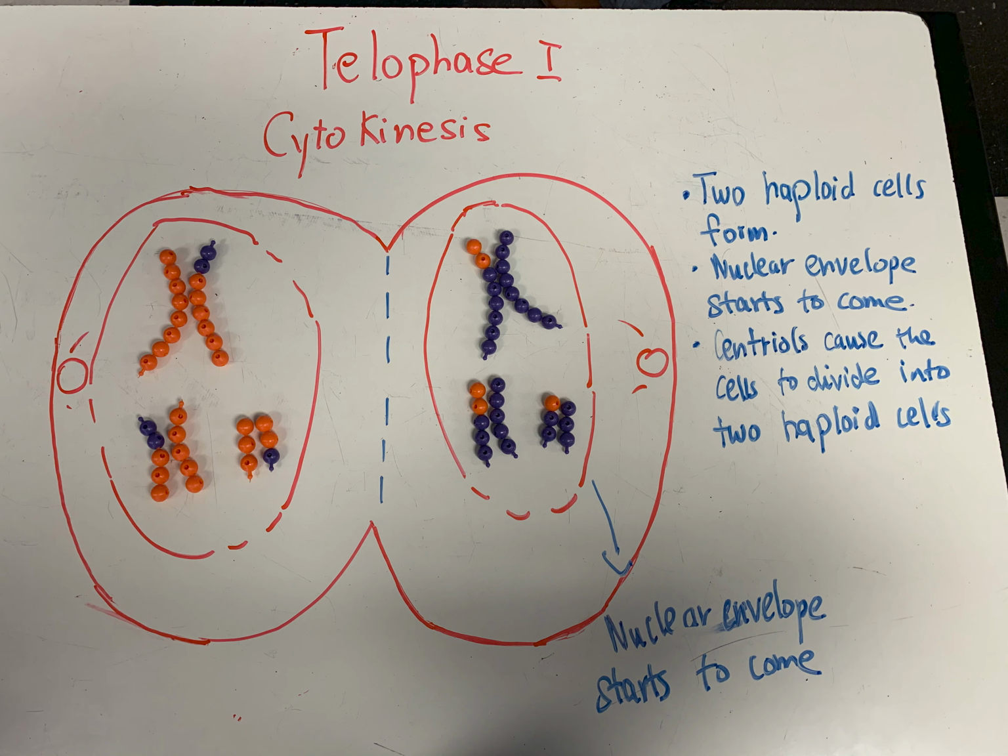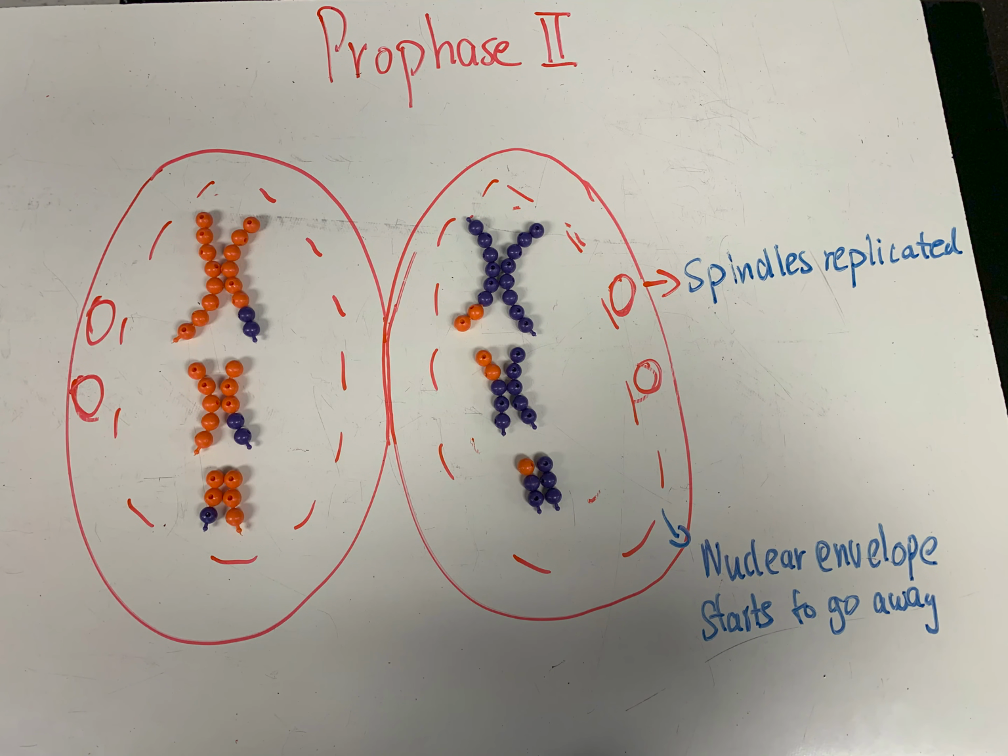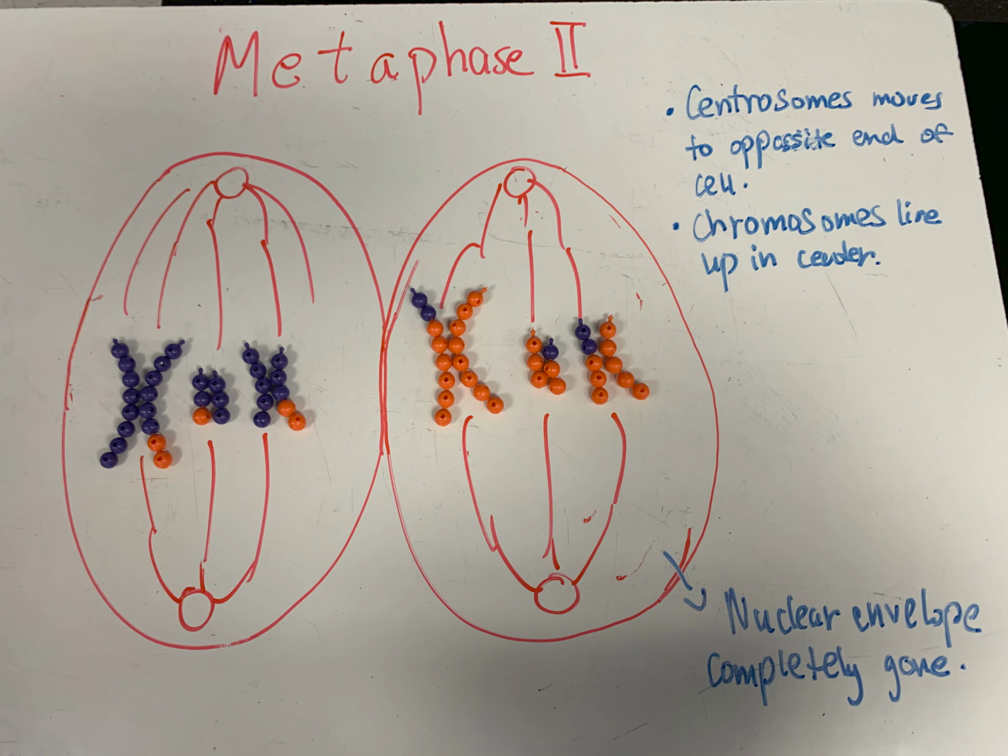Then comes the second half of meiosis, called meiosis 2. The 2 sister cells enter prophase 2. Their nuclear membranes start to dissolve, and the spindles start replicating again within the 2 sister cells. No crossing over occurs in prophase 2. After prophase 2 comes metaphase 2. The nuclear membranes are gone, and the spindles attach themselves onto the chromosomes and pull them towards the middle.